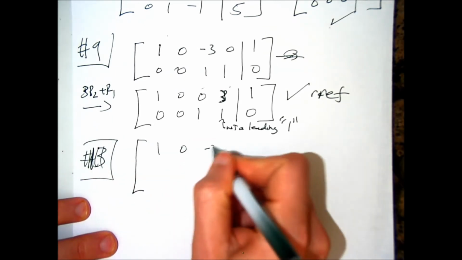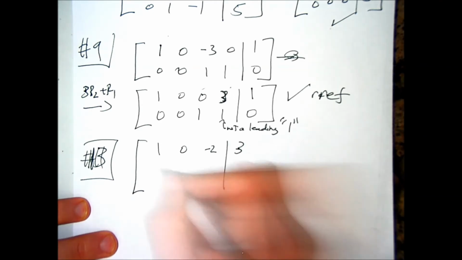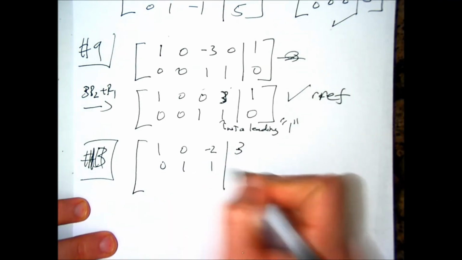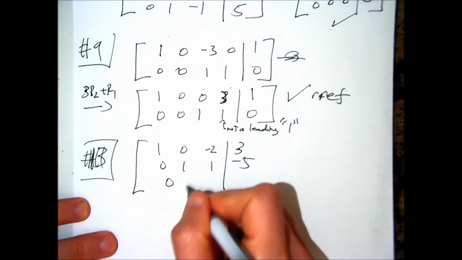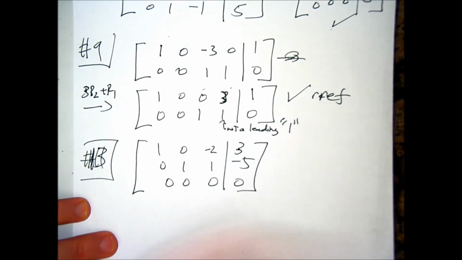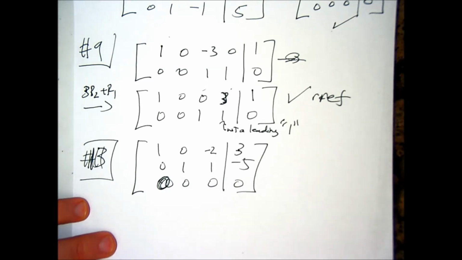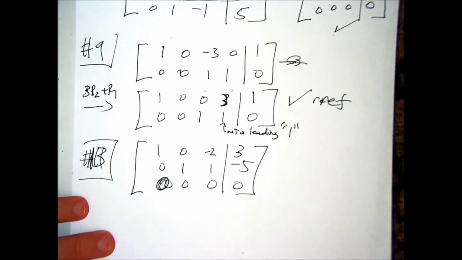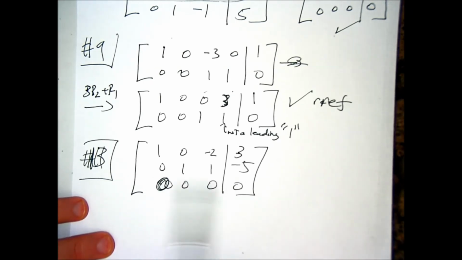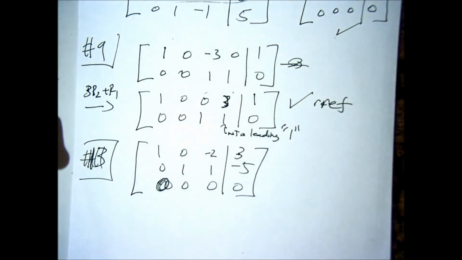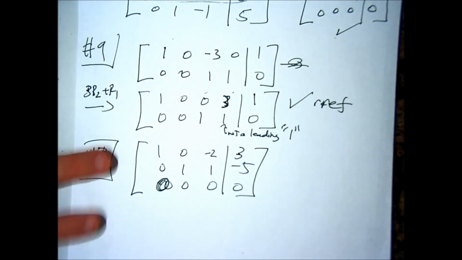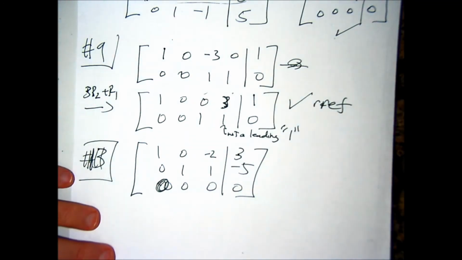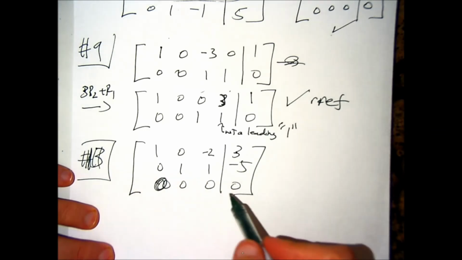1, 0, negative 2, 3, 0, 1, 1, negative 5, 0, 0, 0, 0. So let's say this started from some other linear system, linear matrix, and I did my reduced row echelon stuff, my Gauss-Jordan elimination, and I got to here. What that means is that this third equation was a linear combination. It was some row operation of the first two rows. So when that happens, you get all zeros.